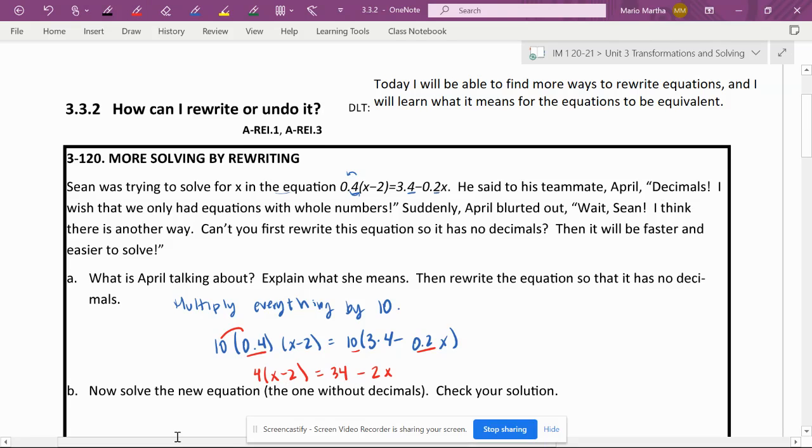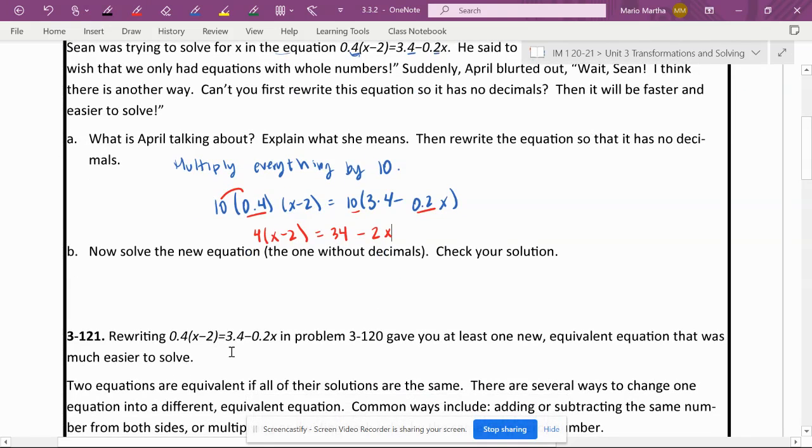So now question part B says, now solve the new equation, the one without decimals, and then you want to check your solution. So here we're going to distribute 4 times (x minus 2). So that's going to give us 4x minus 8 equals 34 minus 2x. And again, as always, you want to make sure that you put all your x's on the same side. So here I'm going to add 2x to both sides. And that gives us 6x minus 8 equals positive 34. You add 8 to both sides, you get 6x equals 34 plus 8 gives you 42. Divide both sides by 6 and you get x equals 7.